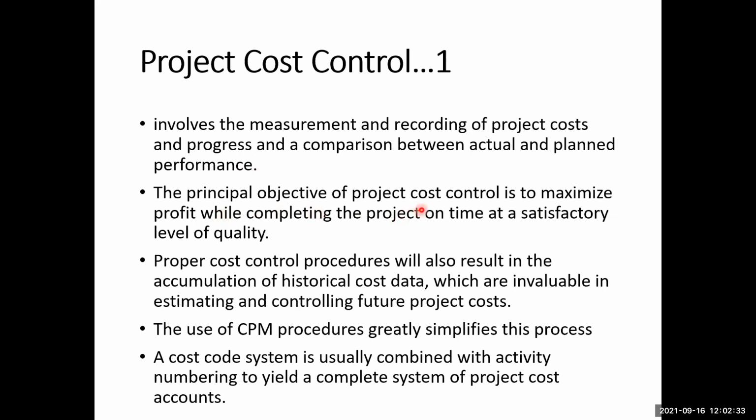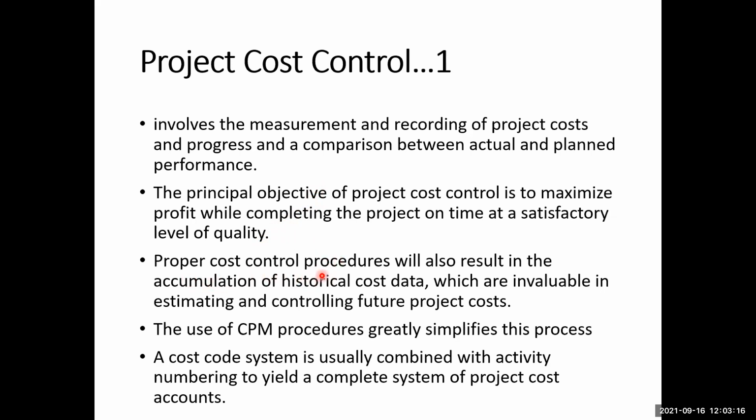The principal objective of project cost control is to maximize profit while completing the project on time at a satisfactory level of quality. In this sentence, we are talking about three aspects. Maximize the profit, that means at the desired level of cost, at which we can get enough profit, on time and at a satisfactory level of quality. So we are talking about the time-cost-quality triangle in this case, which is also called the iron triangle of the project.